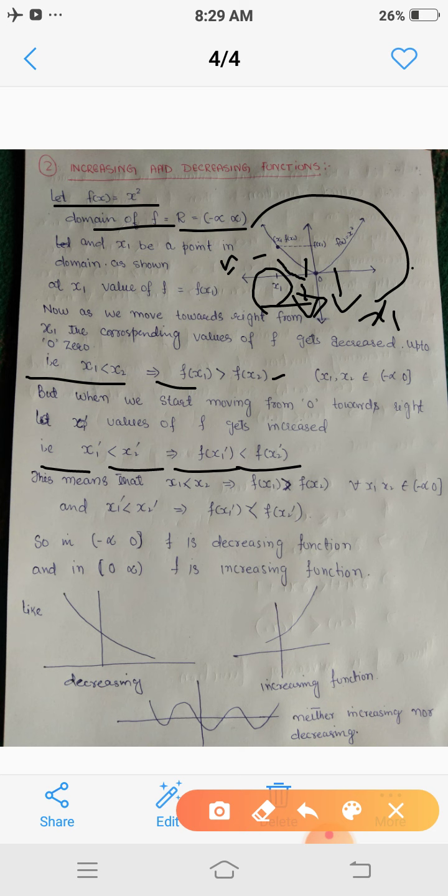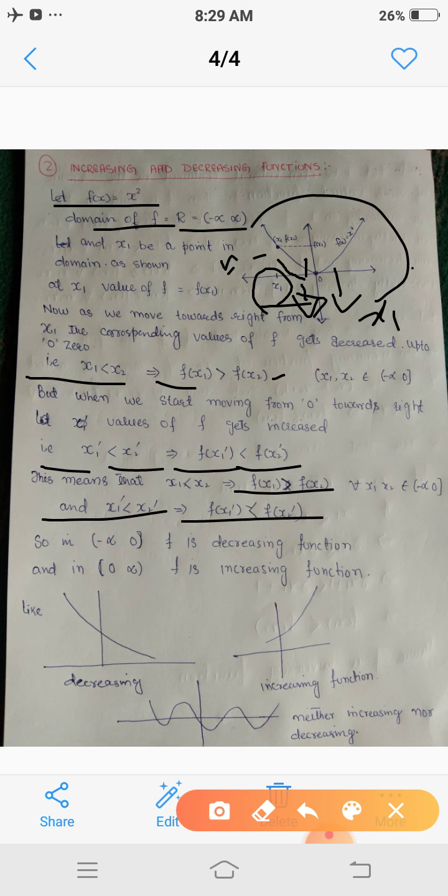This means that for all the points which belong to the interval minus infinity to 0, x1 less than x2 implies that f of x1 is greater than f of x2. Similarly, for all those points which belong to the interval 0 to infinity, that is points on the positive x-axis, x1 dash less than x2 dash implies f of x1 dash is less than f of x2 dash.